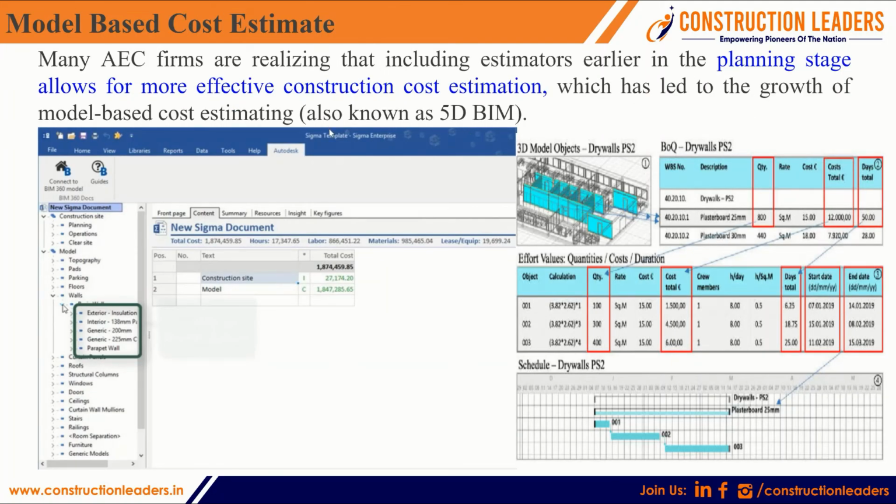Model based cost estimate. Generally, we all know how, in a traditional, conventional way, we are doing the estimation and costing of the building or projects. With the help of this 5D BIM, we will have a 3D model, and we are going to extract the quantities and all. If we add the cost to the 3D model, obviously we are going to extract the project cost also. Easy, right? In the planning stage itself, it allows for more effective construction cost estimation.